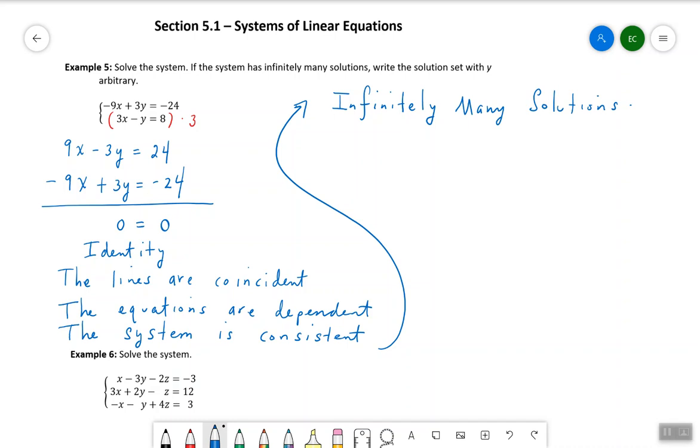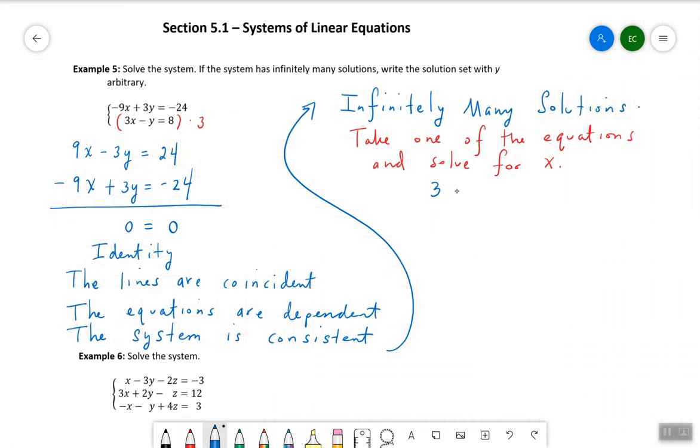How do we write the solutions? We need to take one of the equations and solve for x. How do we know to solve for x instead of y? Because the directions say y should be arbitrary. When y is arbitrary, we solve for x in terms of y. The second equation is just a little bit easier to work with than the first. So let's use the second equation.